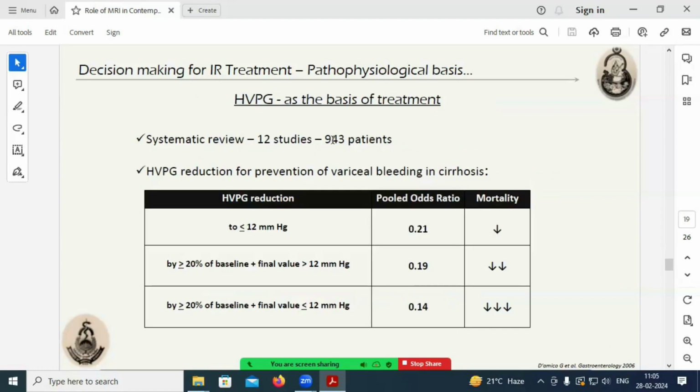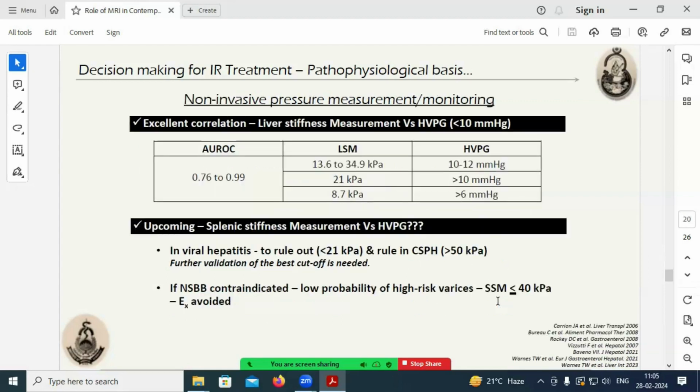HVPG measurements. And that's just one study. There are many studies. This is one good study, a systematic review of a large number of studies and a large number of patients, where they showed that an HVPG reduction from the baseline, as well as the absolute value, can be put together to predict the pooled odds ratio as well as mortality. So that pooled odds ratio is for variceal bleeding and long-term mortality. So you can use this technique for predicting these two variables also.